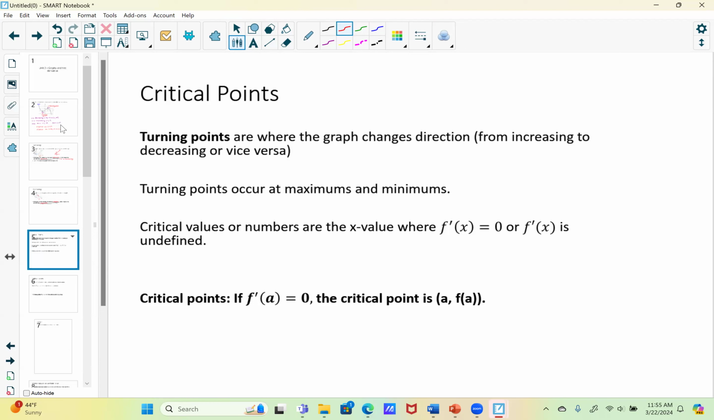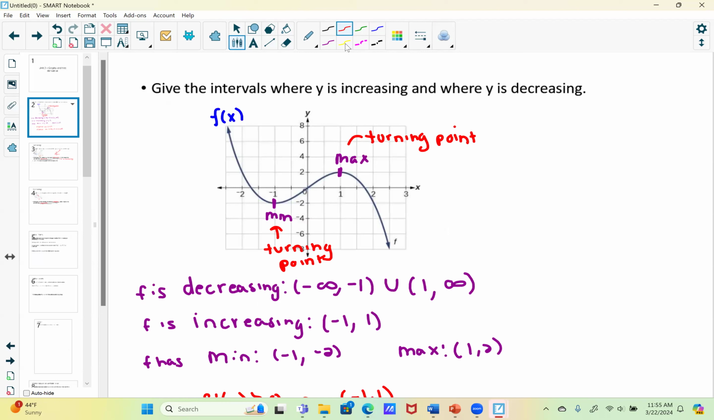Now at a max or min, if I draw my tangent line at those points, if I drew the tangent line here, we would draw a horizontal tangent line. And so at the max and the mins, the derivative is always equal to 0 because the slope of the tangent line at a max or min will always be 0. And so the derivative here is 0.